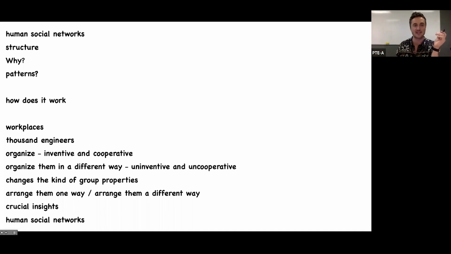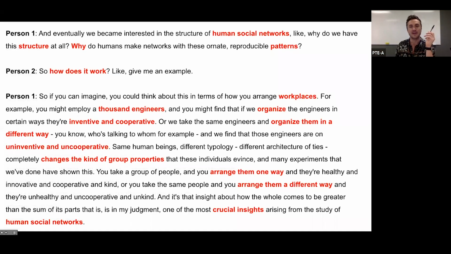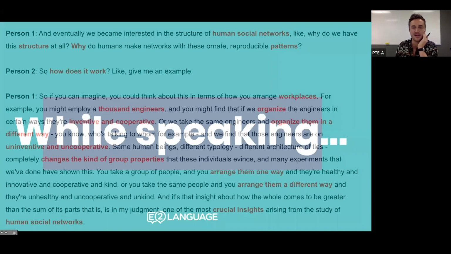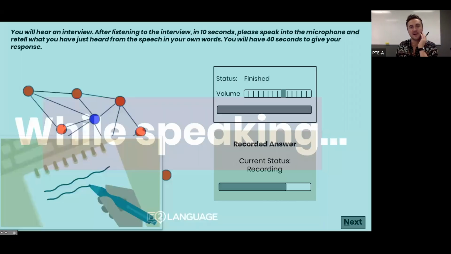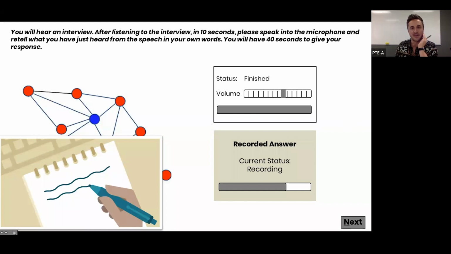Okay, that's what mine actually looks like. You get the point? So these are keywords taken from the transcript of the lecture. I've written down as many keywords as I can. Then I begin to speak, and I'm going to be using my notes and my memory and a particular structure, just like the describe image structure. I have a structure for retell lecture as well.